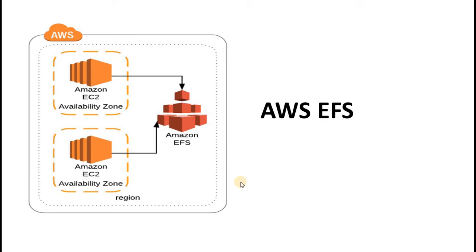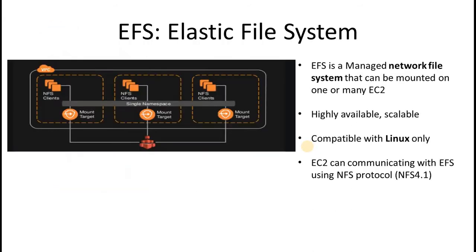Hello everyone. Today we are going to talk about Elastic File System. An Elastic File System is a managed network file system that can be mounted on one or many EC2 instances. It is highly available and scalable, and currently it is compatible with Linux only. EC2 can be mounted with EFS using the NFS protocol.